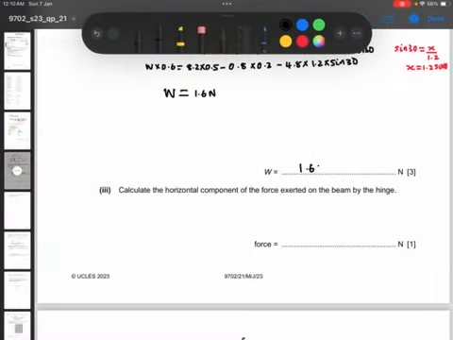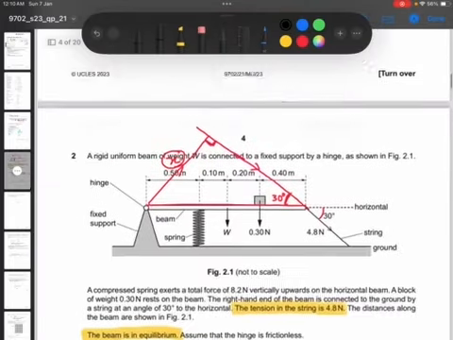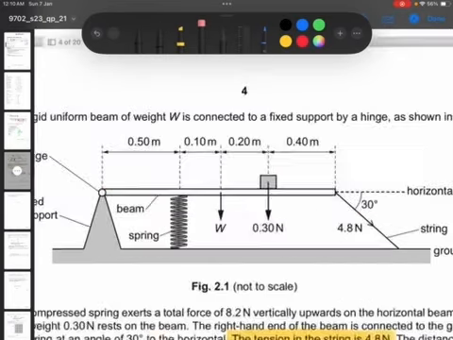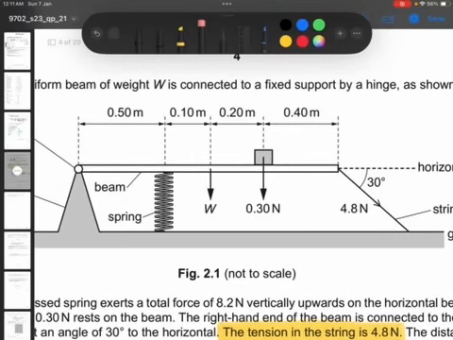Now the next question says, calculate the horizontal component of the force exerted on the beam by the hinge. Now, we have to start again here. The question that may trouble you is, how am I going to find a force being exerted on the hinge by the beam? So the beam, in a way, is acting on the hinge.